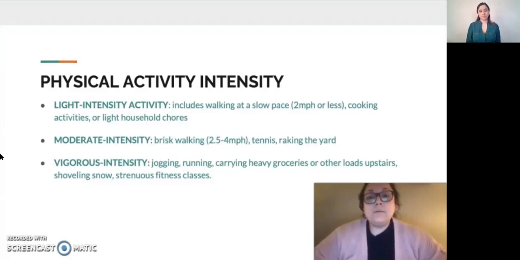Vigorous intensity would include jogging, running, carrying heavy groceries or other heavy loads upstairs, shoveling snow, or strenuous fitness classes. Absolute rates of how much energy you expend during physical activity are commonly described as light, moderate, or vigorous intensity, depending on how much energy is expended.